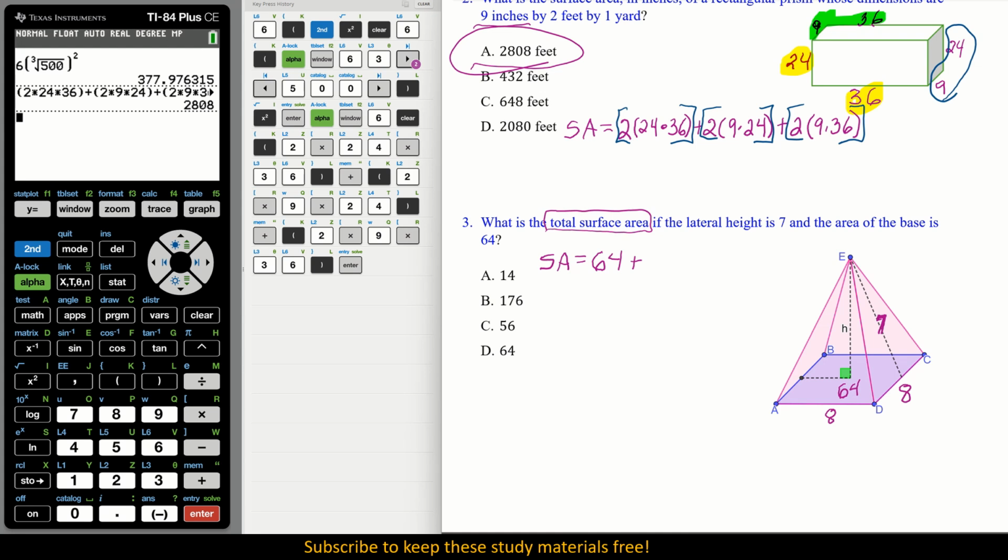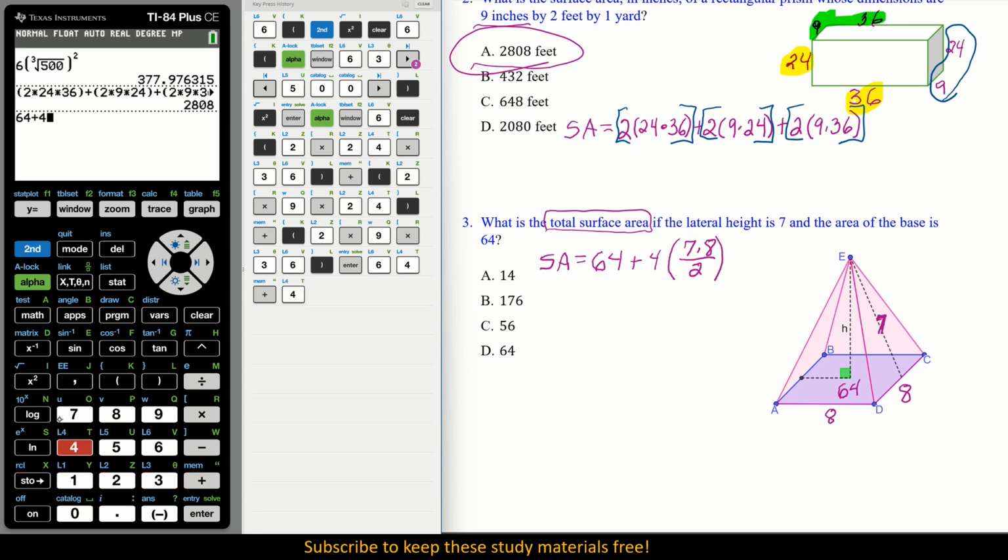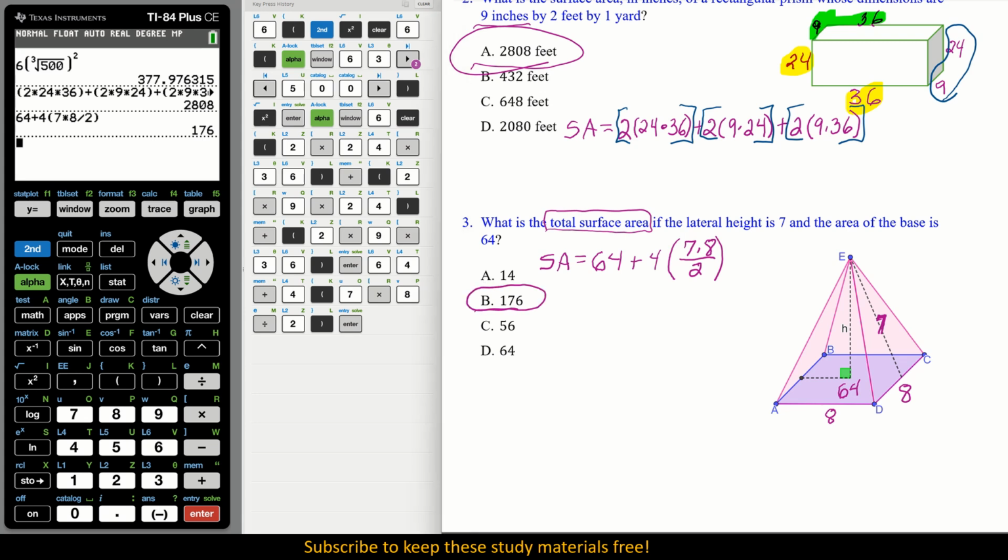Now there are 1, 2, 3, 4 of those. So I have 4 of them, and that's base times height divided by 2. So that is 7 times 8, divided by 2. So that's 64 plus, and we have 4 lateral all the way around. We have 4 sides. That's the lateral part. And parentheses, 7 times 8 divided by the 2, close my parentheses, push enter, and yes, that is the correct value. All right, let's go to number 4.